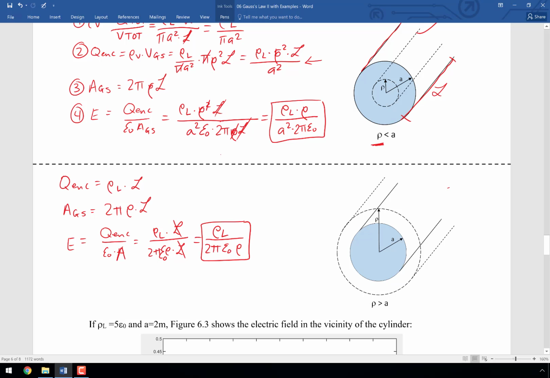And so you'll notice that up here, the electric field is increasing proportional to rho, but once you get outside of the surface of the cylinder, it's decreasing proportional to 1 over rho. You might say, hey, why was it rho squared in the denominator for the sphere, but it's only rho in the denominator for the cylinder? And the answer is that the area of the cylinder only has a rho, whereas for the sphere it was 4 pi r squared.